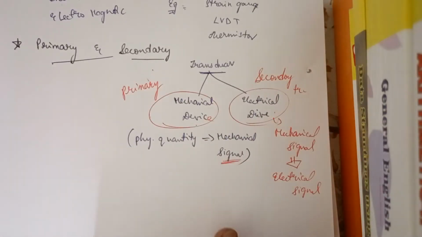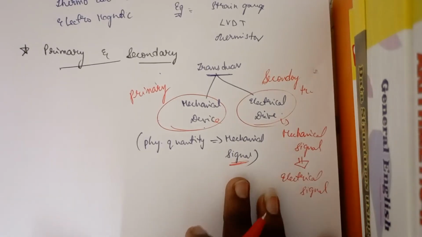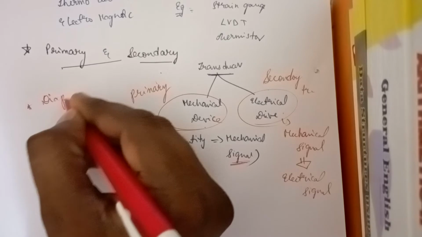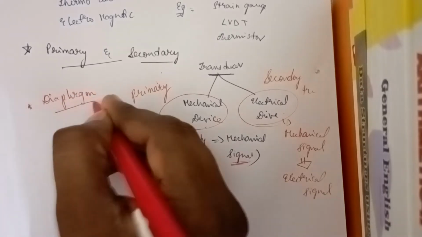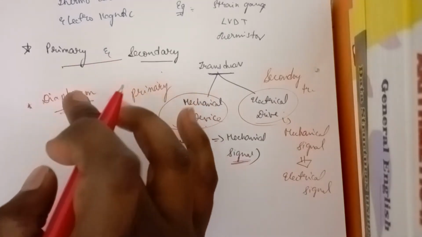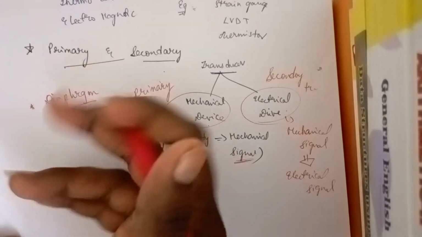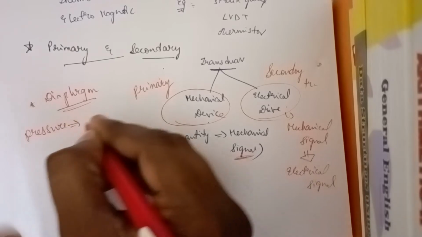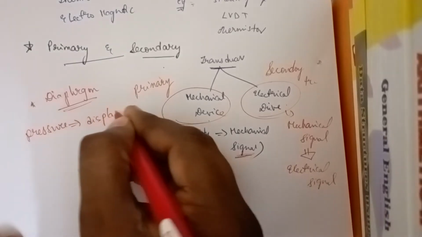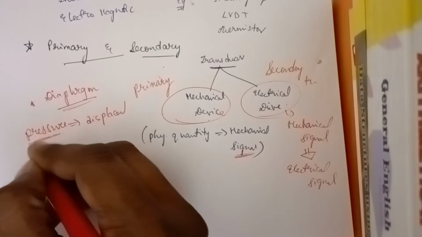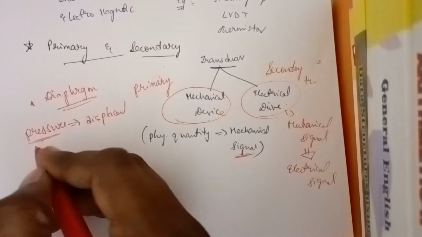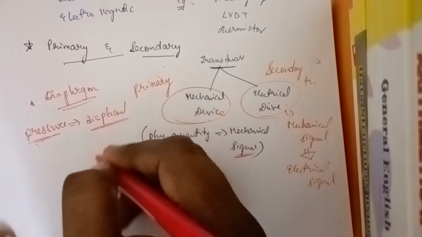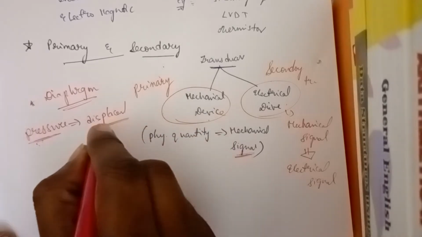Okay, coming to the examples, for a primary transducer you can take the example of a diaphragm. The diaphragm acts as a primary transducer because it converts pressure into displacement. Now pressure is nothing but a physical quantity, because we can measure that, and it is converted into displacement. Displacement is nothing but a mechanical signal.